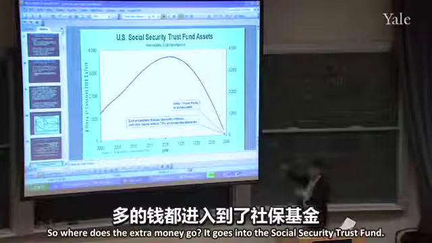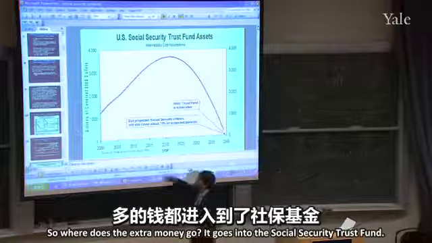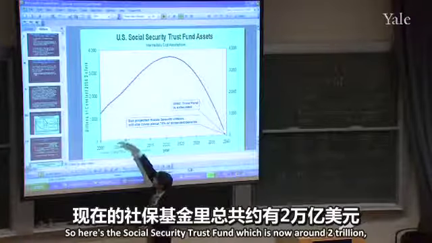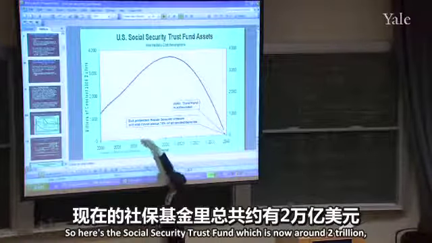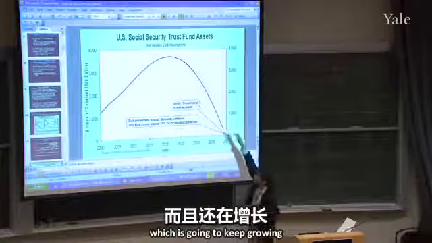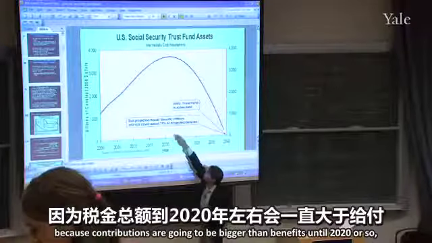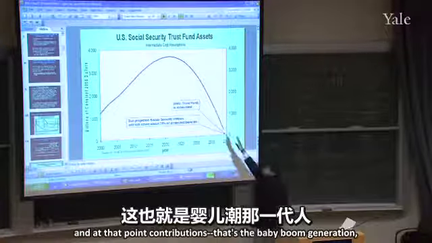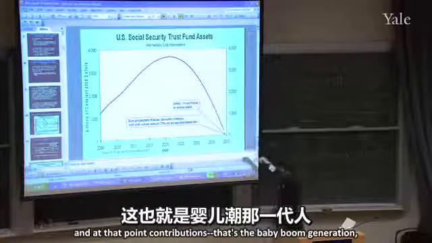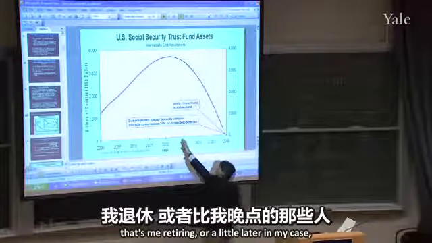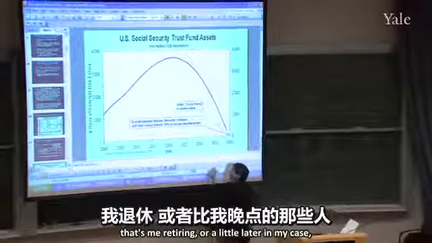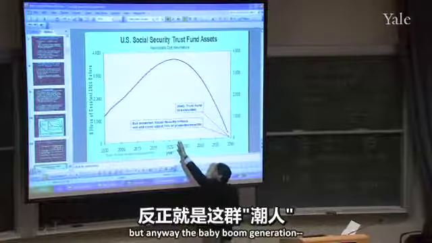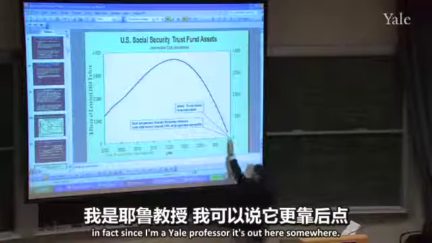So where does the extra money go? It goes into the Social Security Trust Fund. So here's the Social Security Trust Fund, which is now around $2 trillion, which is going to keep growing because contributions are going to be bigger than benefits until 2020 or so. And at that point, that's the baby boom generation. That's me retiring. Or, a little later in my case. But anyway, the baby boom generation. In fact, since I'm a Yale professor, it's out here somewhere.